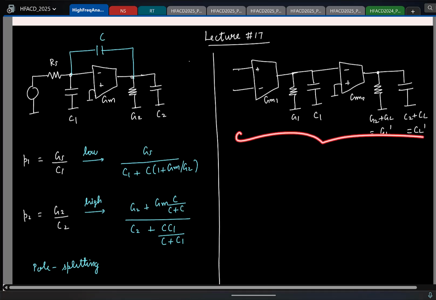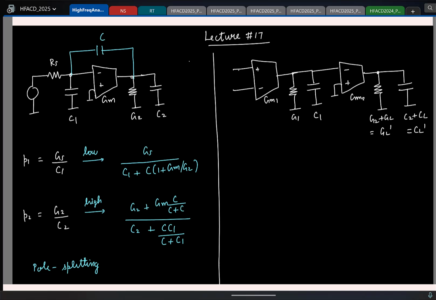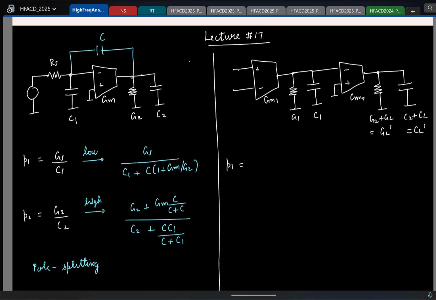So this is your two-stage OTA if you cascade two of them. So as such, if you have this structure, where are the poles located? G1 by C1 and GL prime by CL prime. Again, these are uncoupled time constants, so we can directly write it. So this is G1 by C1. Second pole is GL prime by CL prime. Again, remember, although we have a load capacitor which typically might be large, so CL prime will be very large.